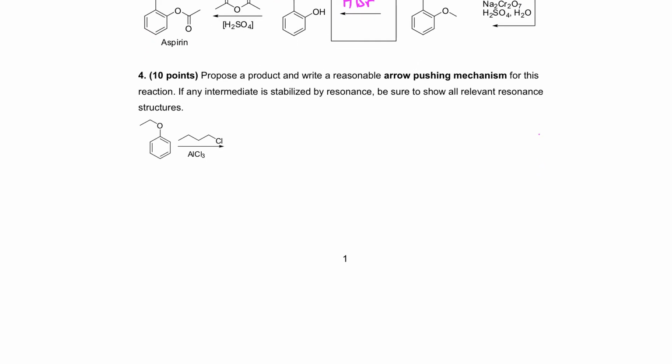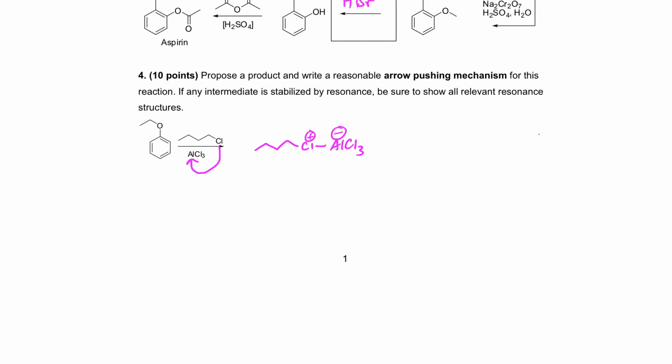I hope you recognize this question number 4 that was identical to the quiz. It involves a donating group, activating group, and an ortho-para director, and it involves butyl chloride, and we're going to form the electrophile first.